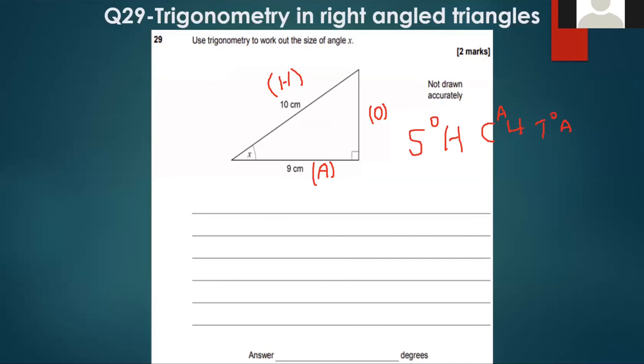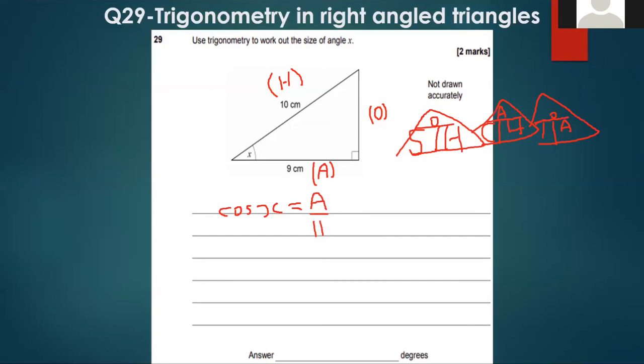Now, looking at what I call my formula triangles, SOH CAH TOA stands for: sine of my angle is opposite divided by the hypotenuse, cosine of my angle is adjacent over hypotenuse, and tangent, or tan, of my angle is opposite over adjacent. Therefore, adjacent and hypotenuse means that I'm going to be using the cosine. So cos x is equal to adjacent over hypotenuse.